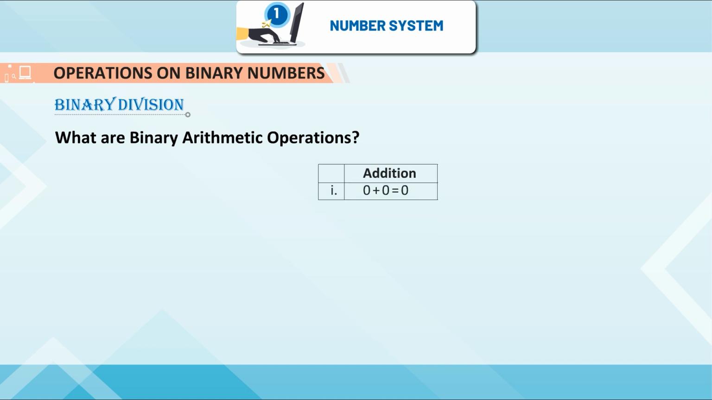What are binary arithmetic operations? Addition. 1. 0 plus 0 is equal to 0. 2. 0 plus 1 equals 1. 3. 1 plus 0 equals 1. 4. 1 plus 1 equals 10.